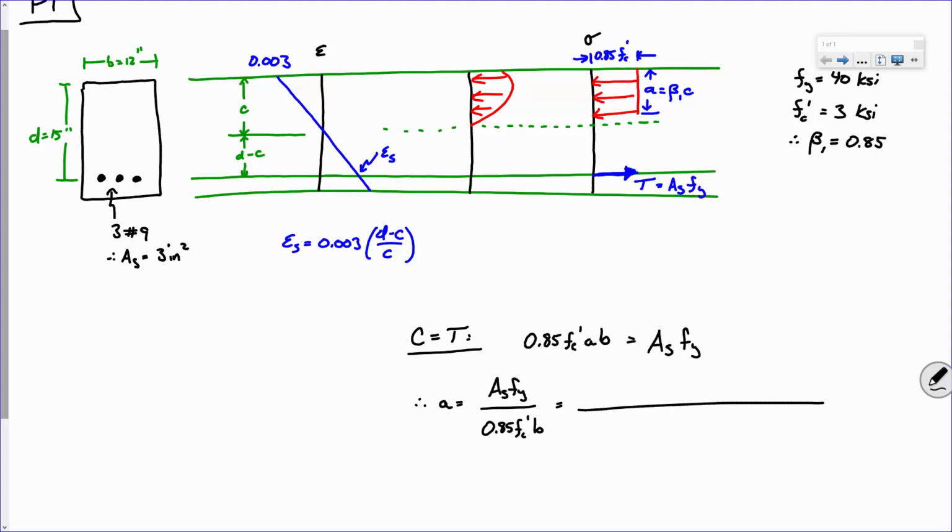So on the bottom, we've got 0.85. We've got fc prime, which is 3 KSI. We've got b, which is what, 12 inches? All right. And on the top, we've got, let's see, 3 square inches. And we've got Fy, which is 40 KSI. All right. So plug and chug, what do we get?